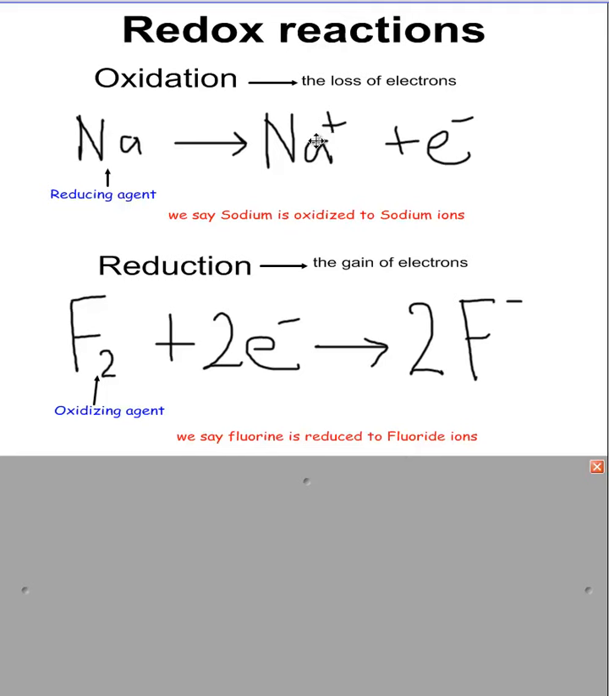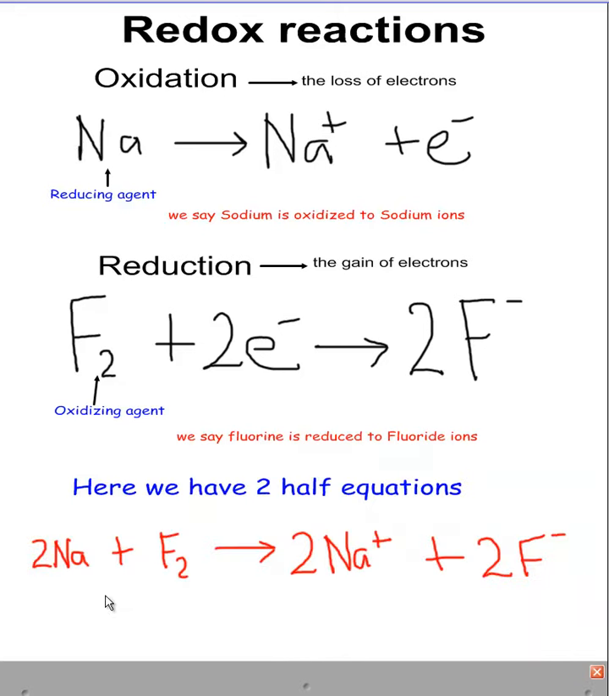These are referred to as half equations, but we do not normally refer to them like that. We write them as a full equation. But here we have to double everything up because we need 2 electrons. So once you do that, you add the left-hand side up and times this whole first half equation by 2. You get 2 sodium atoms there with 1 fluorine and 2 sodium ions from there. And the 2 electrons from here and there cancel each other out.